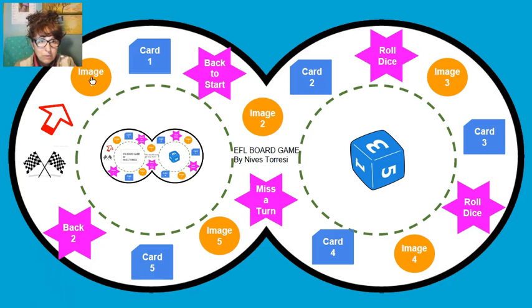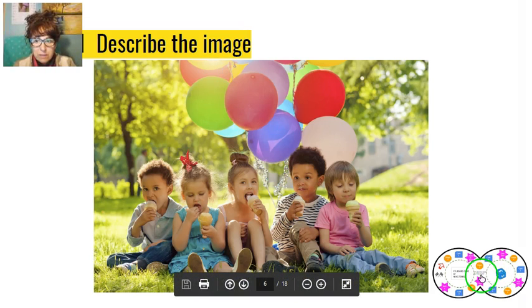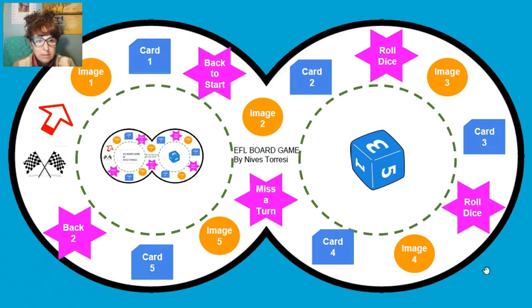Just imagine we've clicked on image one, and we go to image one. This is image one, and it says to describe the image. You give the student who's landed on this image about a minute and a half to describe it. Once they've done that, you click on the logo, which is down here on the right hand corner of every single slide, and it takes us back to the board game. So that's how quick it is.